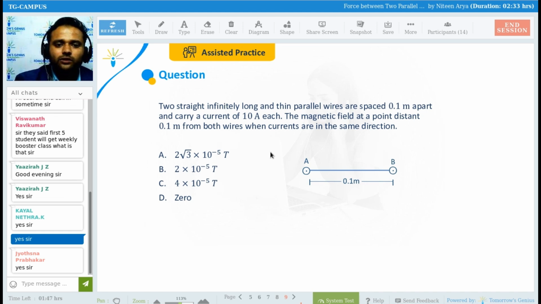This is very easy. Two straight infinitely long and thin parallel wires are spaced this much apart and carrying current of this much. Find the magnetic field at a point at a distance of 0.1 meter from both the wires when the currents are in the same direction. So tell me how much it is going to be.